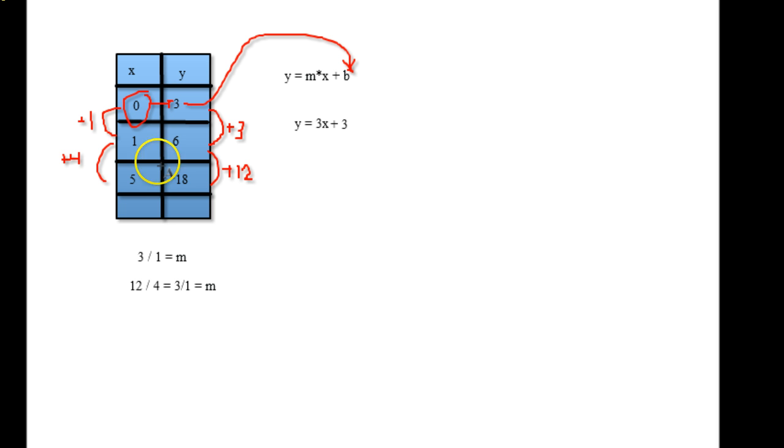Now if I wanted to test it, okay, let's say I wanted to test what happens if I plug in 7, what do I get out? Okay, let's say we had something like that. So if I plugged in 7, I would take the equation and go 3 times 7 plus 3, and just do my calculation real fast. Y equals 21 plus 3, which is 24. Okay, so the number that should be going here is 24.